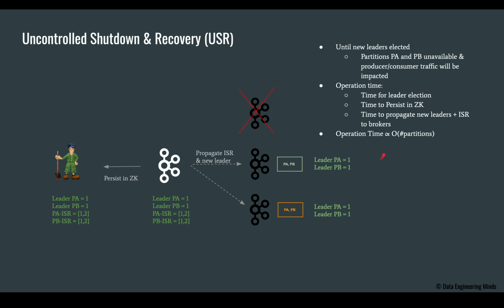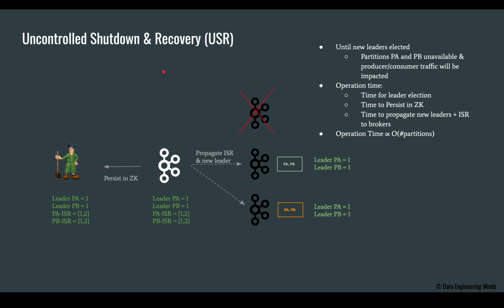The overall operation time required to perform the recovery from an uncontrolled shutdown is equal to the order of the total number of partitions. This is because in this example we have seen only 2 partitions, but in reality we may have lots and lots of partitions. Therefore, as the number of partitions increases, the time required for performing each of these operations will also increase.